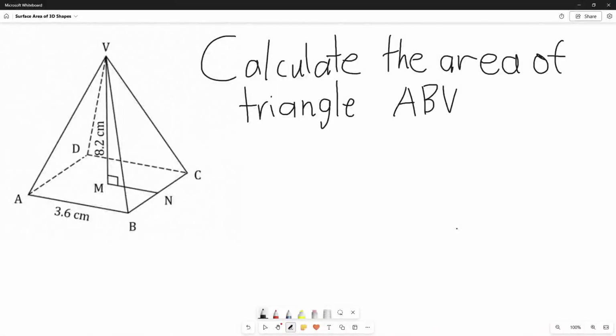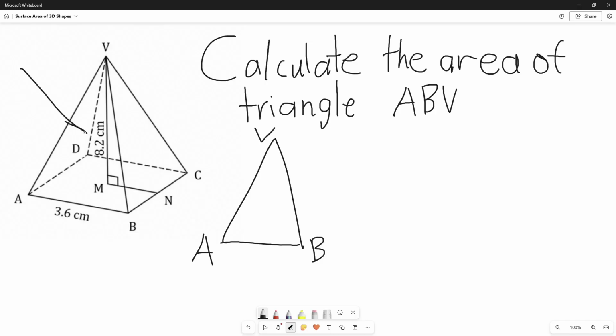And now, let's do another practice problem. If you think you can do this one, then pause the video and try it. In this problem, we're given the same right pyramid, and we're asked to calculate the area of the triangle ABV. And triangle ABV, we can draw that first. So A, B, V. And this triangle is just going to be this face of the pyramid at the front.